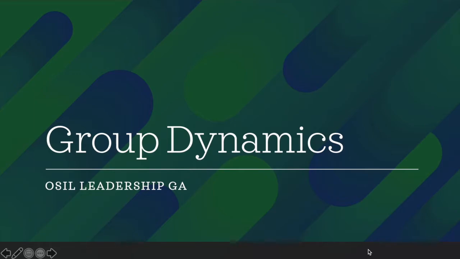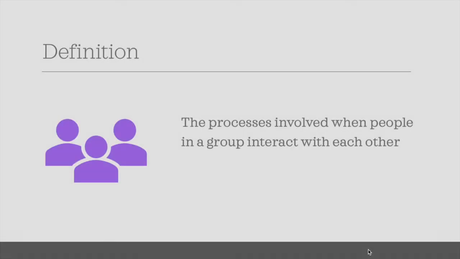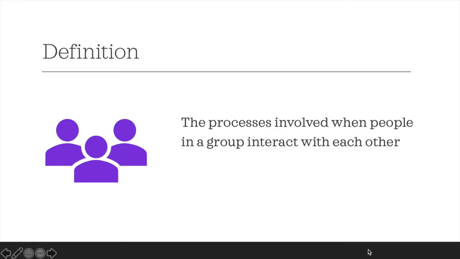Today I'm going to be talking all about group dynamics. Group dynamics is learning more about the processes involved when people in a group interact with each other. We have all been part of multiple groups in the past. Examples of groups can include your family unit, having coworkers, being in a group project for a class, living with roommates, having a friend group, and different student organizations.